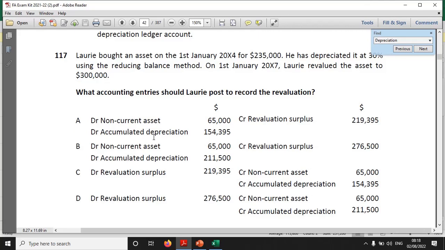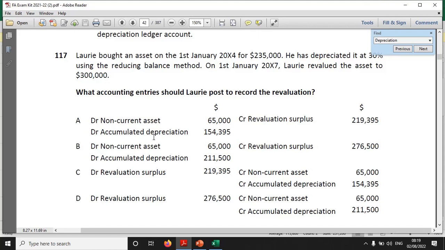Okay, so L bought an asset on 1st January 2024 for 235. He has depreciated it at 30% using the reducing balance method. But on 1st January X7, you need to count the number of years. L revalued the asset to $300,000. Now listen to this. How many years do we have between X4 January and X7 January? I want you to know that 1st January X7 is as good as the last date of X6. So don't count it that way. If you count it that way, you're going to make a mistake.